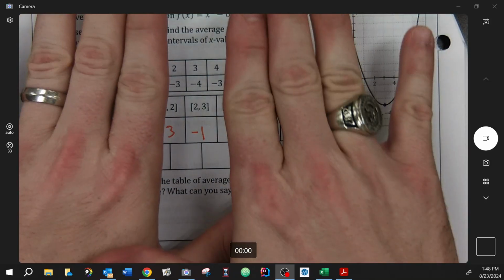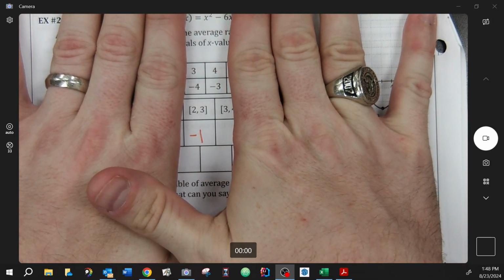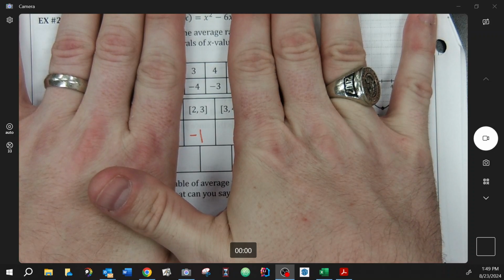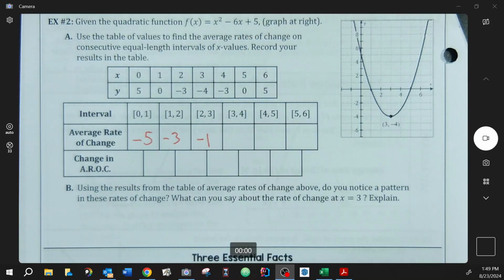Now go from 3 to 4. Negative 3 minus negative 4. That means negative 3 plus 4, 1. Over 4 minus 3, 1. 1 over 1.